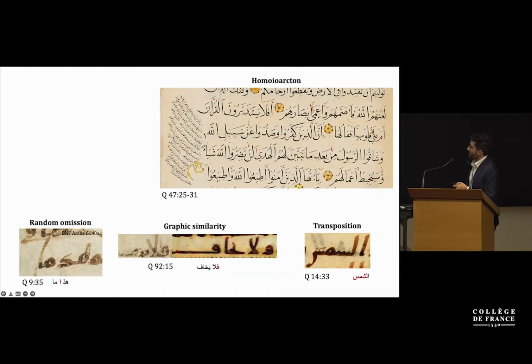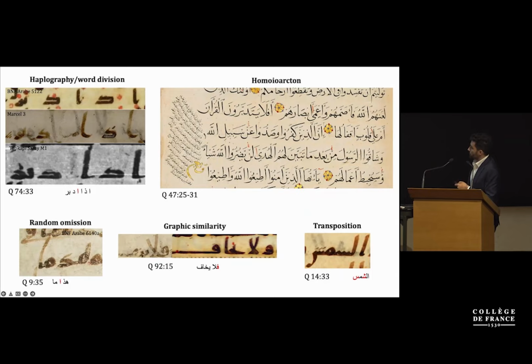But the scribe, due to the similarity in the beginnings of the verses, has their eye jump to إِنَّ الَّذِينَ كَفَرُوا وَصَدُّوا عَن سَبِيلِ اللَّهِ. And you can see here in the margin, he skipped quite a number of verses, about six verses. So you can see here in the margin, the scribe had to fill in the gap once they noticed their mistake. So we see these kinds of things as well. We see transpositions. So here, for example, in Q14:33, we have shems instead of a shems, so the scribe transposed the dots on the seen and the sheen.